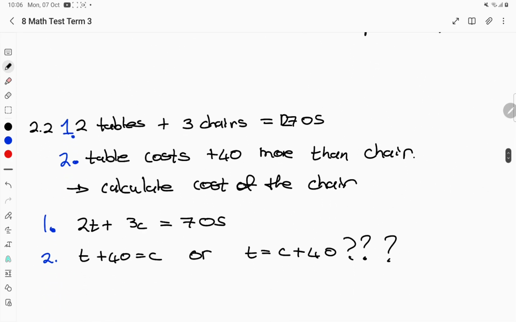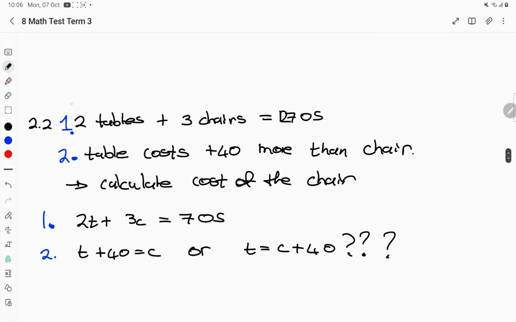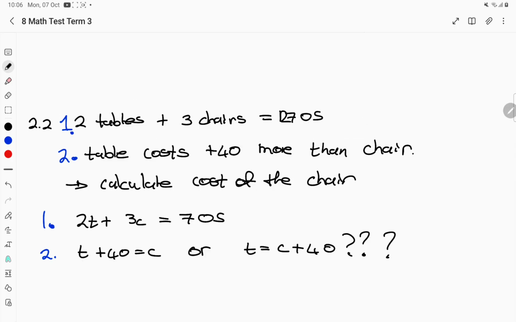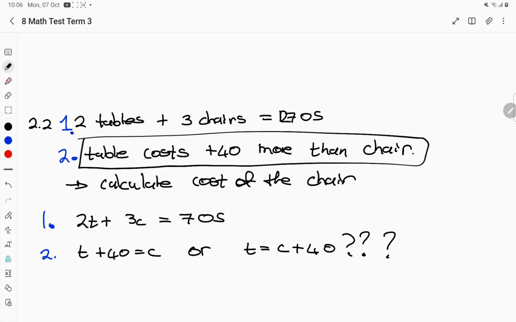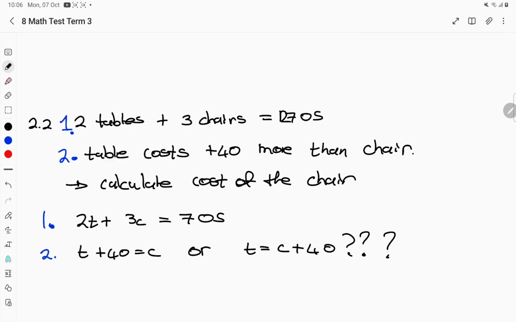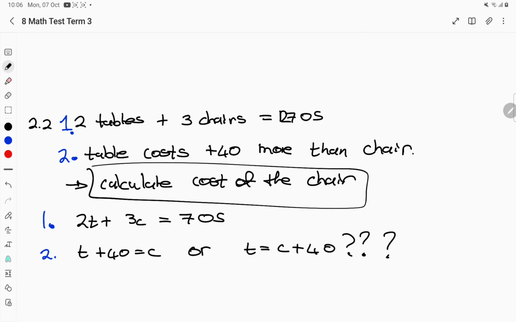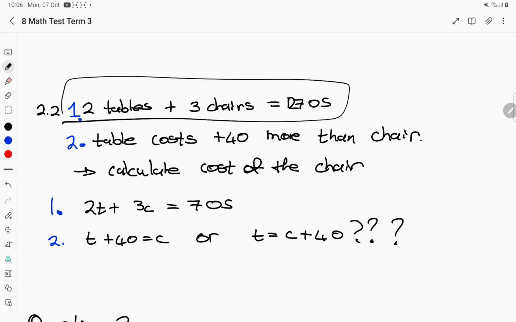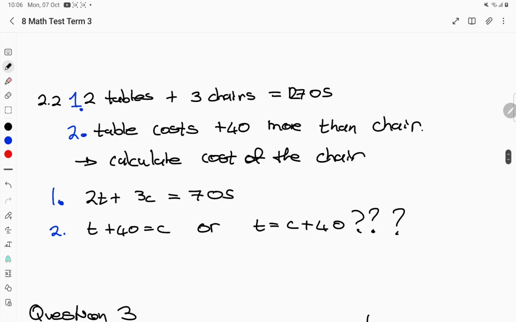Okay, looking at 2.2, they tell us in the question that 2 tables plus 3 chairs costs 705 Rand. But a table costs 40 Rand more than a chair. And then they ask us to calculate the cost of a chair. So what you want to do is just take this first statement that 2 tables and 3 chairs is 705 Rand. So write it down. 2 tables and 3 chairs is equal to 705.